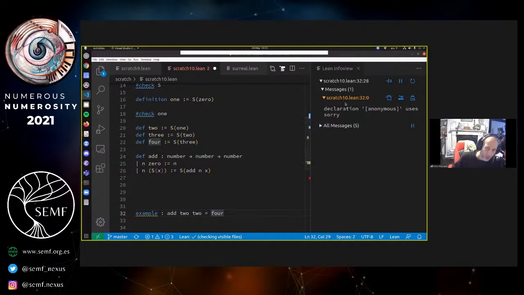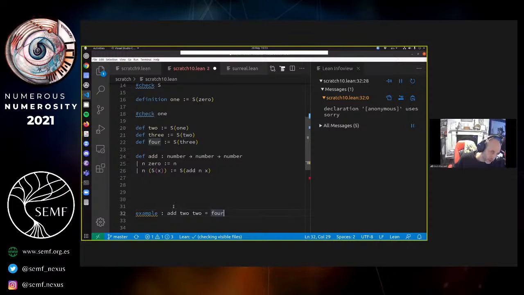Now we don't have a red problem over here. We have an orange problem. We have an amber problem saying, yeah, well, it's all well and good you claiming that 2 add 2 is 4. But how do we know it's true?